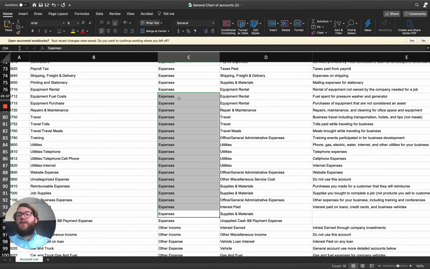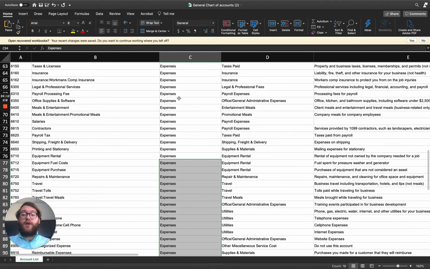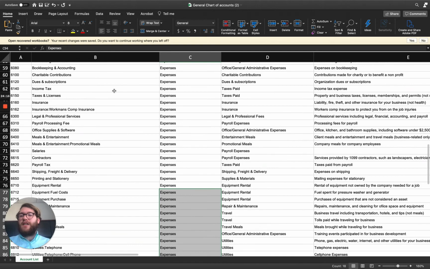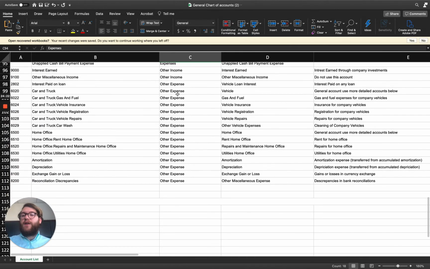So your payroll, that's a cost of doing business. Your utilities, cost of doing business. Rent, cost of doing business. Your travel, if you travel a lot for business, could be a cost of doing business. Meals and entertainment could be a cost of doing business. Insurances, taxes, dues, all of that stuff could be a cost of doing business. But then we have other expenses.